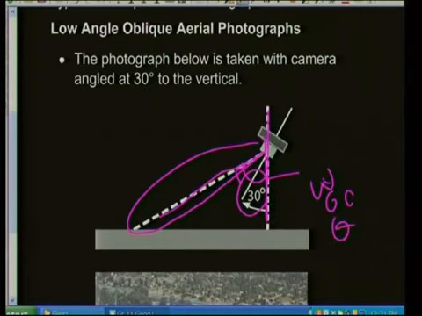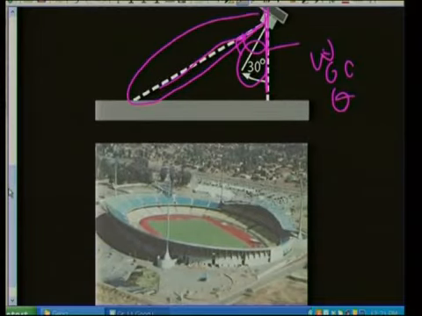Let's look at a picture of this. You can see down here, 30 degrees. There's your little picture taking a photograph. It'll become clearer when I show you a low angle and a high angle photograph and compare them. Let's look at the next one.